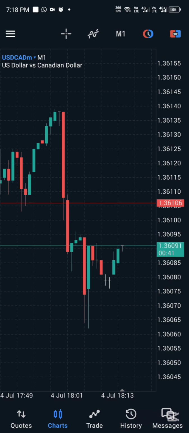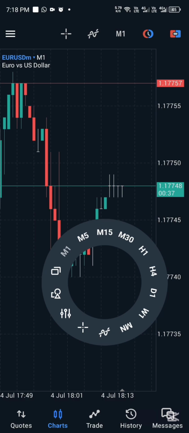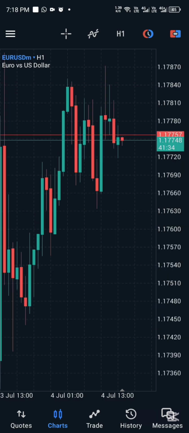So moving on, let's look at Euro USD. Start from the 1 hour time frame. So this is Euro USD here.